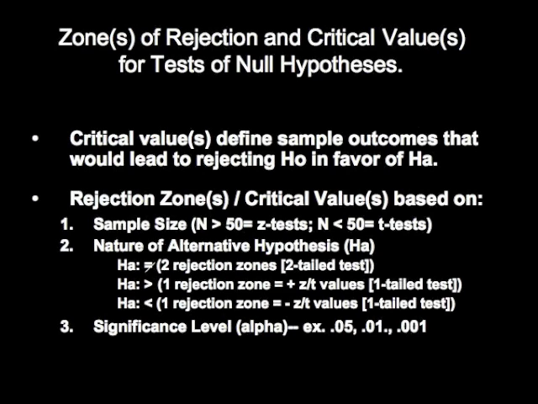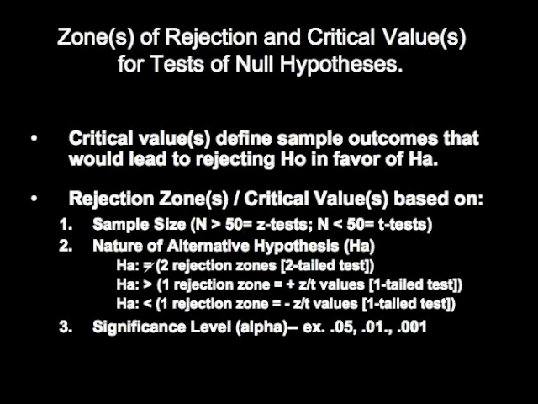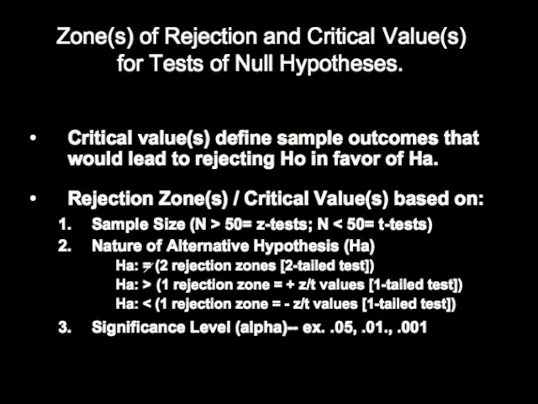So if we have a two-tailed test at the 0.05 level in a large sample, our critical value is going to be plus or minus 1.96. Any value more extreme than that is going to lead us to reject the null hypothesis in favor of the alternative.